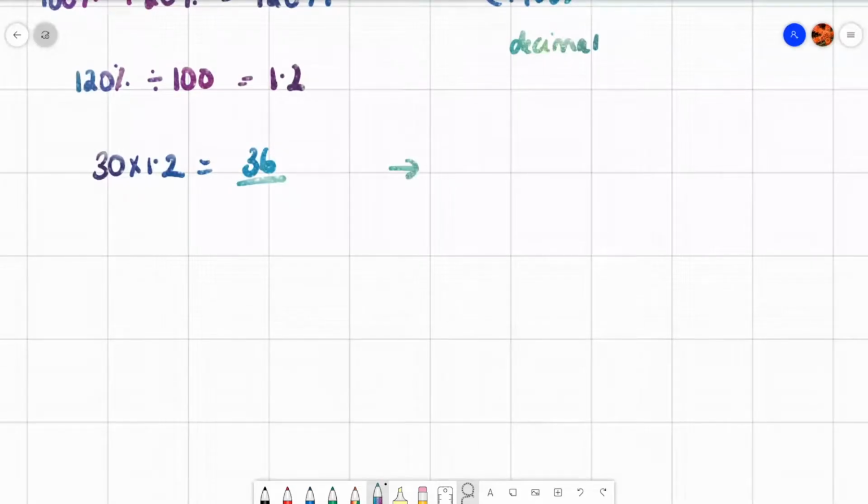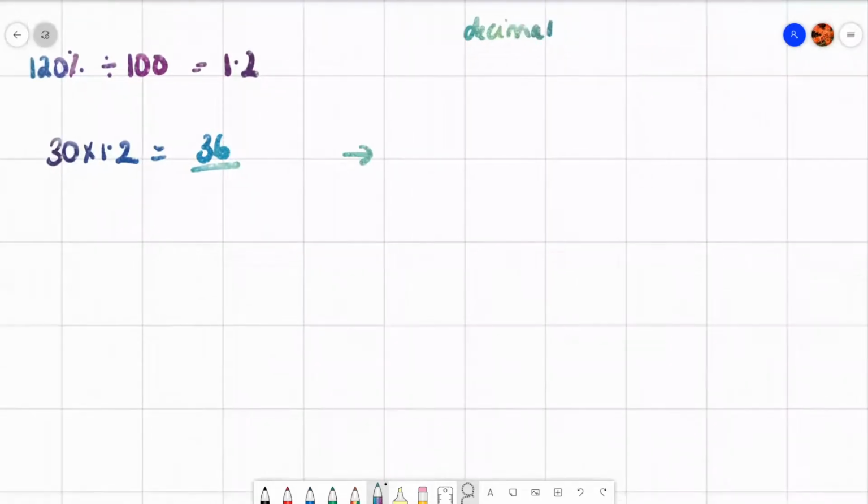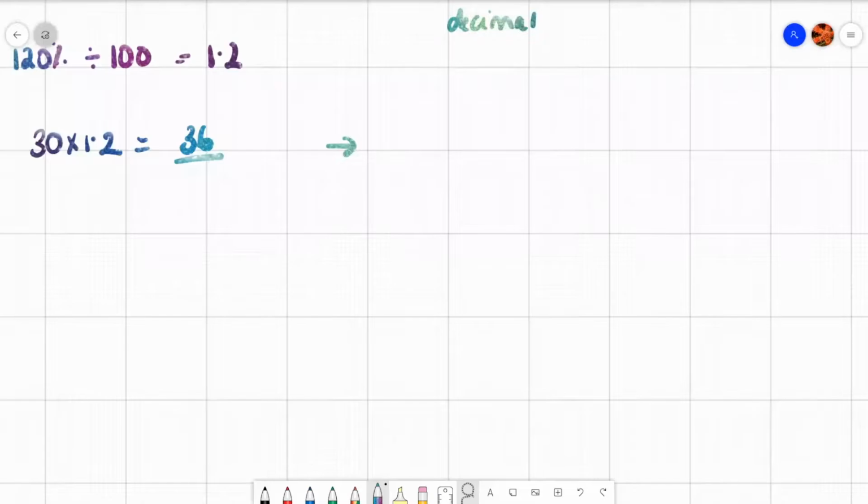Now it's up to you. However you multiply by decimals, you might take the decimal point out and put it back in, or you might use a lattice method. There is a video of this as well, so you can tune into that. So I'm just going to do 1.2 times 30 just to show you how nice and easy the lattice method is.